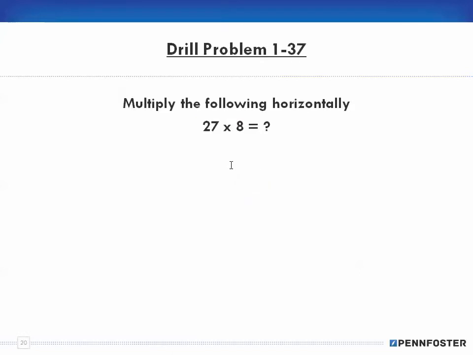Problem 1-37. Again, multiply the following horizontally. Right. So 8 times 7 is 56. Carry my 5. 8 times 2 is 16. Plus 5 is 21. 216.